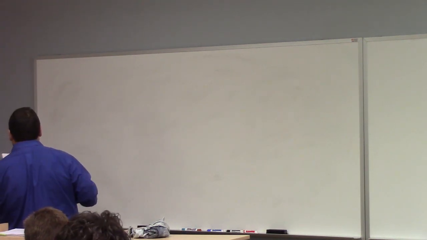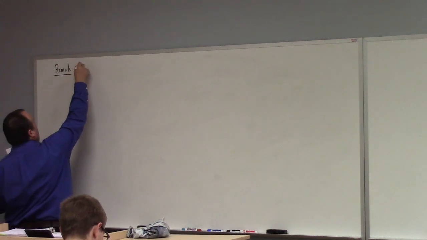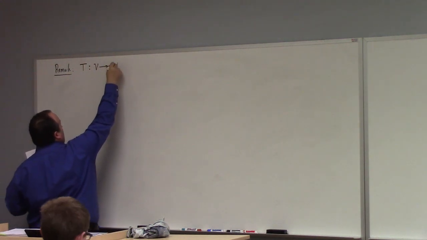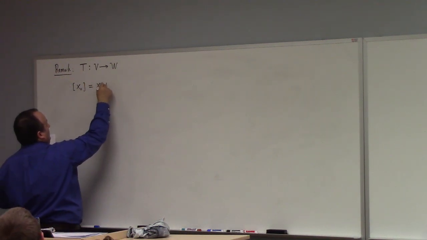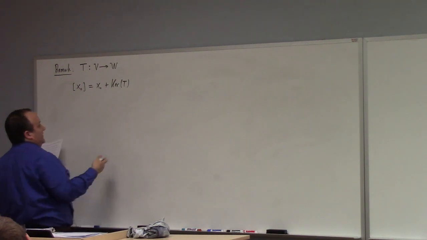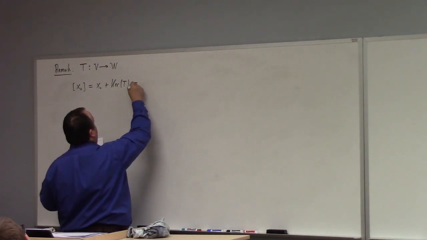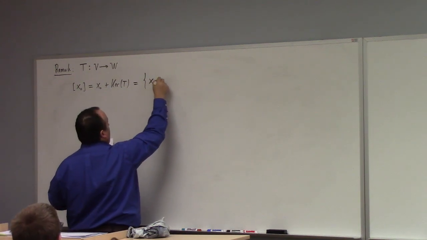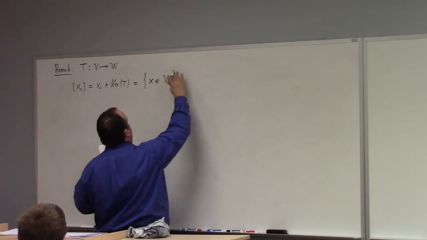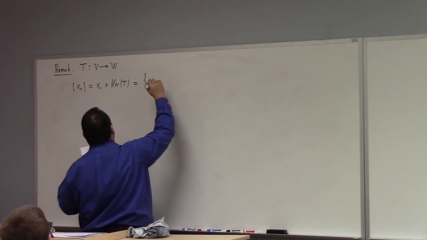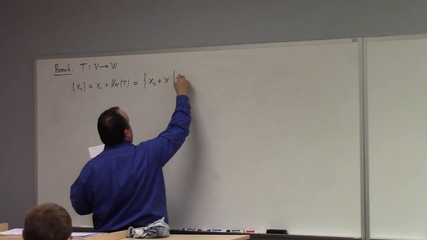All right, let me begin with a simple calculation. So, remark. For T a linear transformation from V to W, if we calculate the quotient by the kernel, right? Then that is equal to what? Well, it is equal to the set of x in V such that what? My bad, I've already messed it up. It's equal to x naught plus x such that T of x is equal to 0, right?